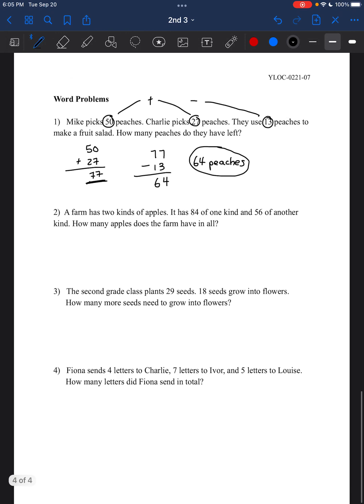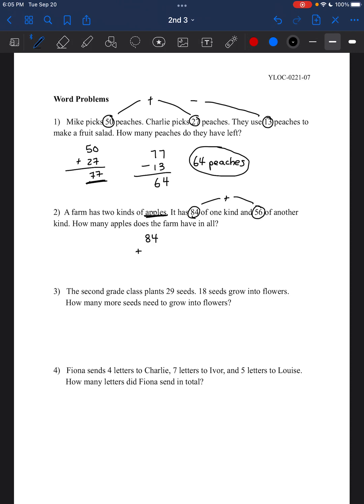Number 2. A farm has 2 kinds of apples. It has 84 of one kind and 56 of another kind. How many apples does the farm have in all? So it's just asking how many apples, right? It doesn't ask how many kinds of apples or anything else, right? Or what's the difference between the types of apples? So as a whole, we just have to look at 84 and 56 being added together. So let's write that down.